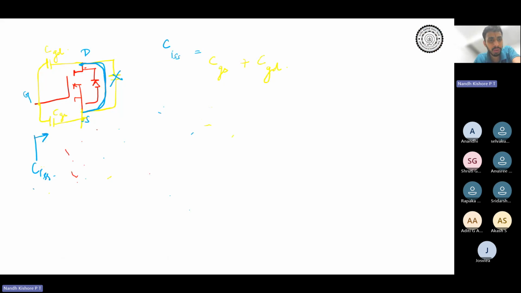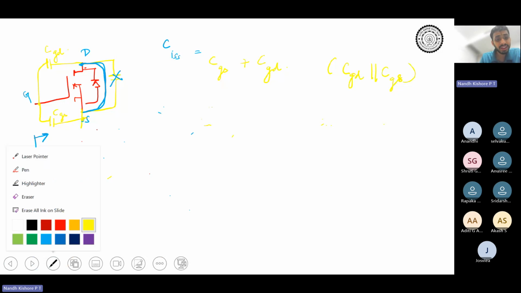If you short the output side, what happens? Drain and source are now shorted. So effectively, CGD is going to come in parallel with CGS, right? That is, CGD is in parallel with CGS, because drain and source are shorted.